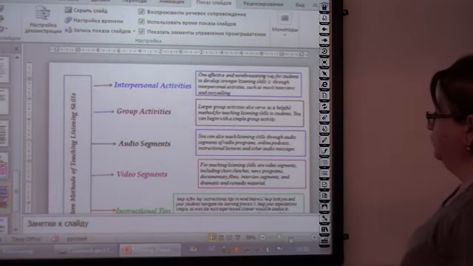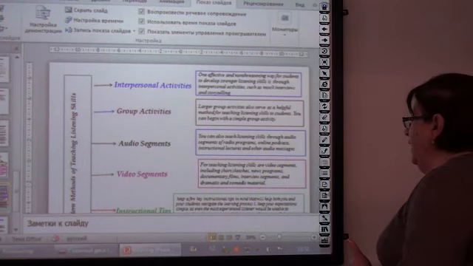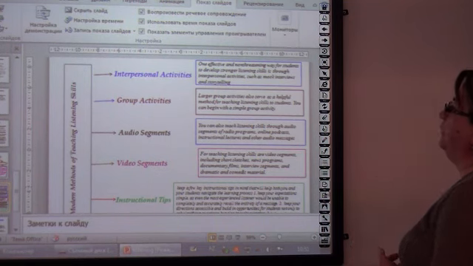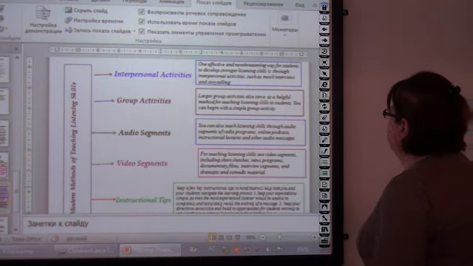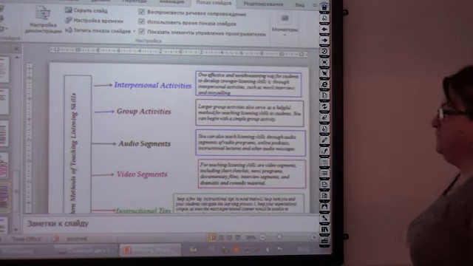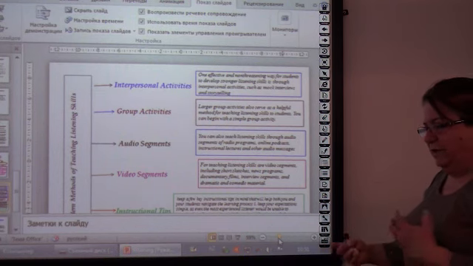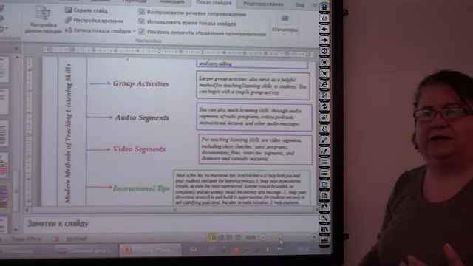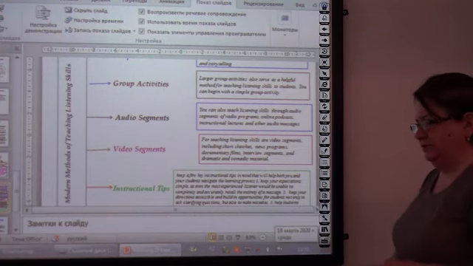Okay, now there are modern methods of teaching listening. First, interpersonal activities, group activities, audio segments, video segments, and instructional tips. Let's see what interpersonal activities mean. It means one effective way of interpersonal activity is two or more students talking with each other, and with this they improve their English. Okay, audio segments, as a lesson we always use this.